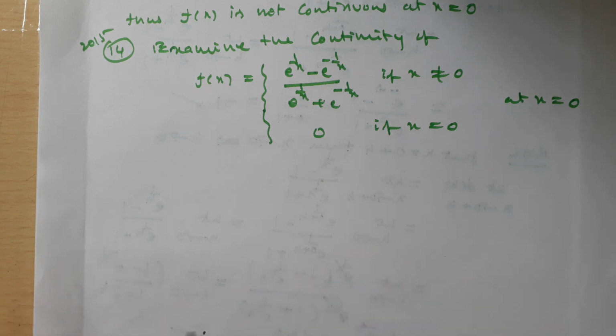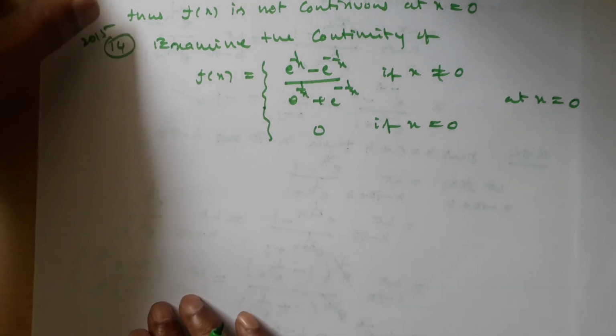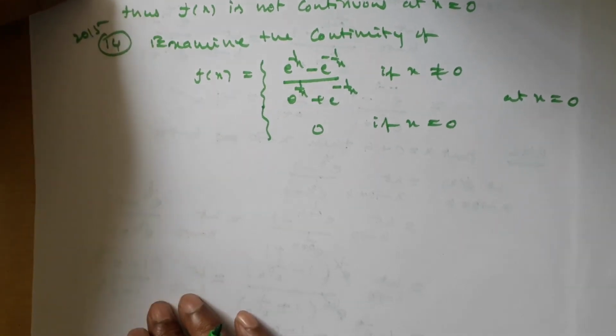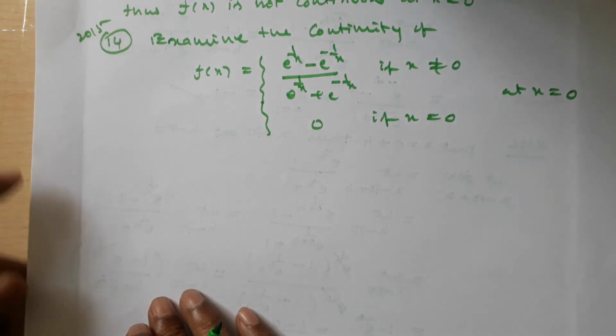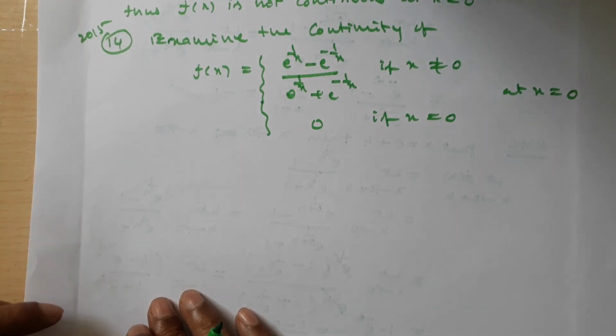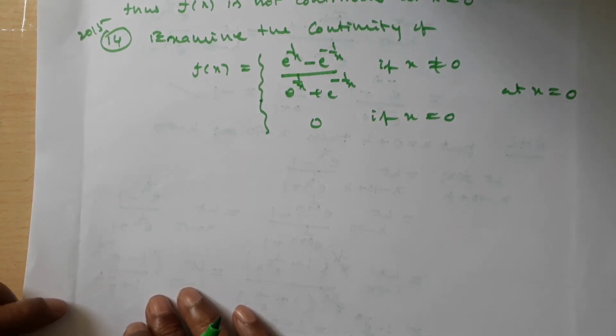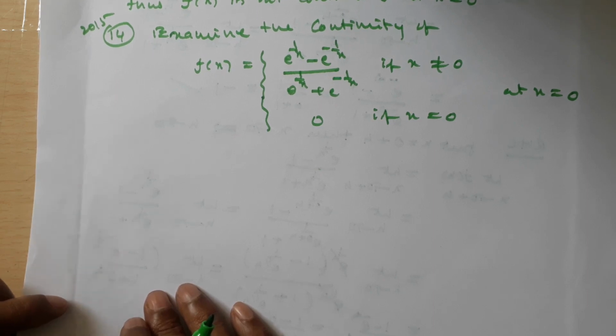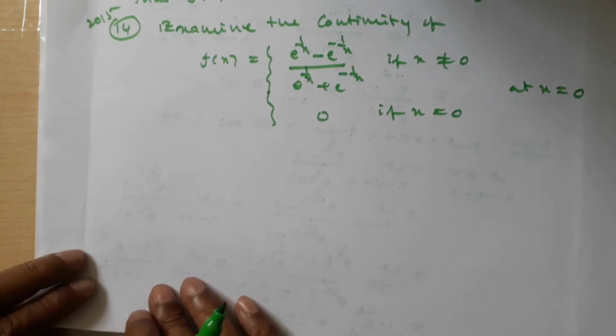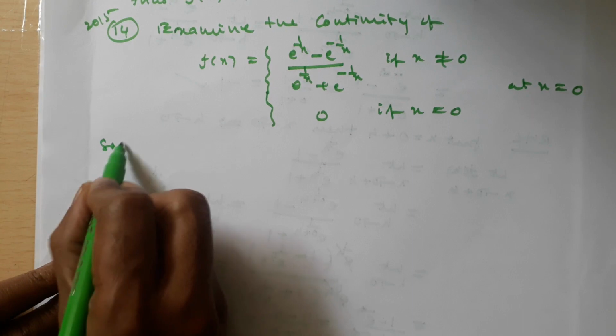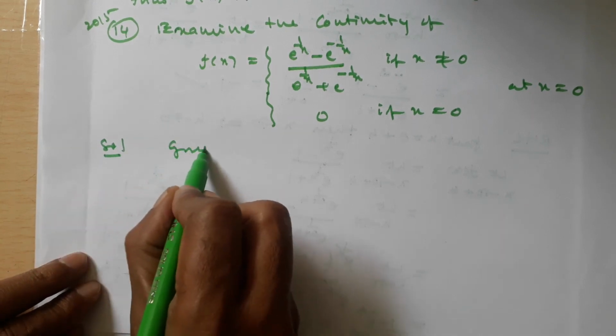At all other points they also need to verify, but particularly in the examination they are asking at x equal to 0 what is the position of the function, whether it is continuous or maybe discontinuous. Not continuous means it is discontinuous. So the solution is now given.